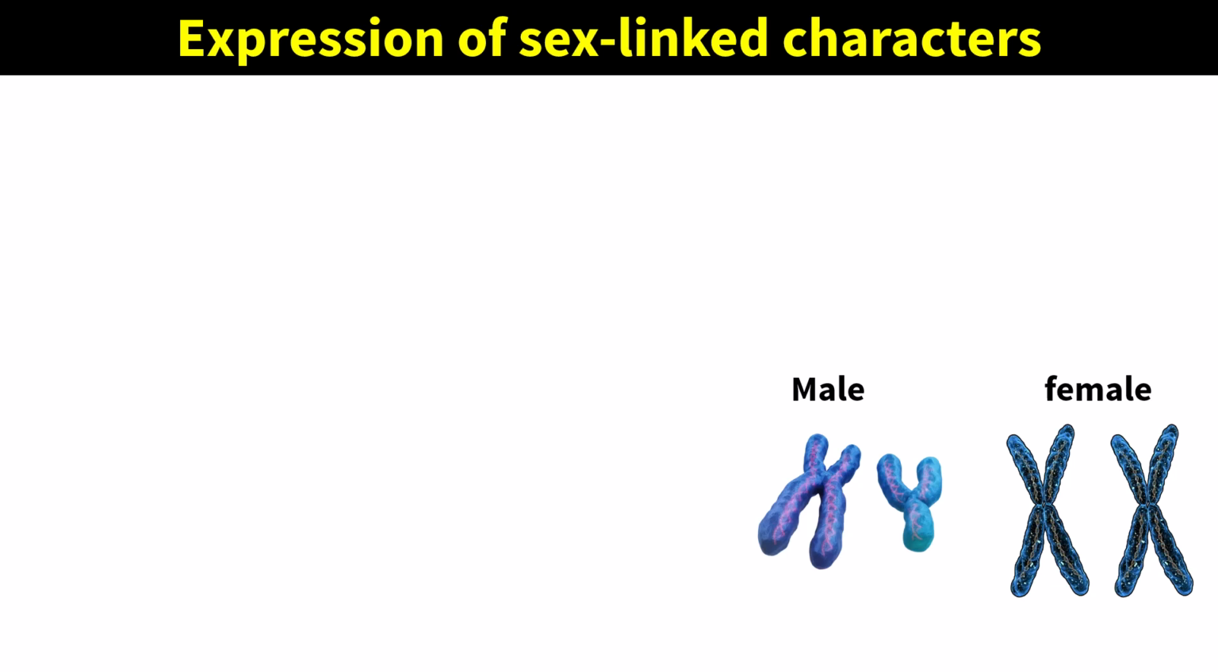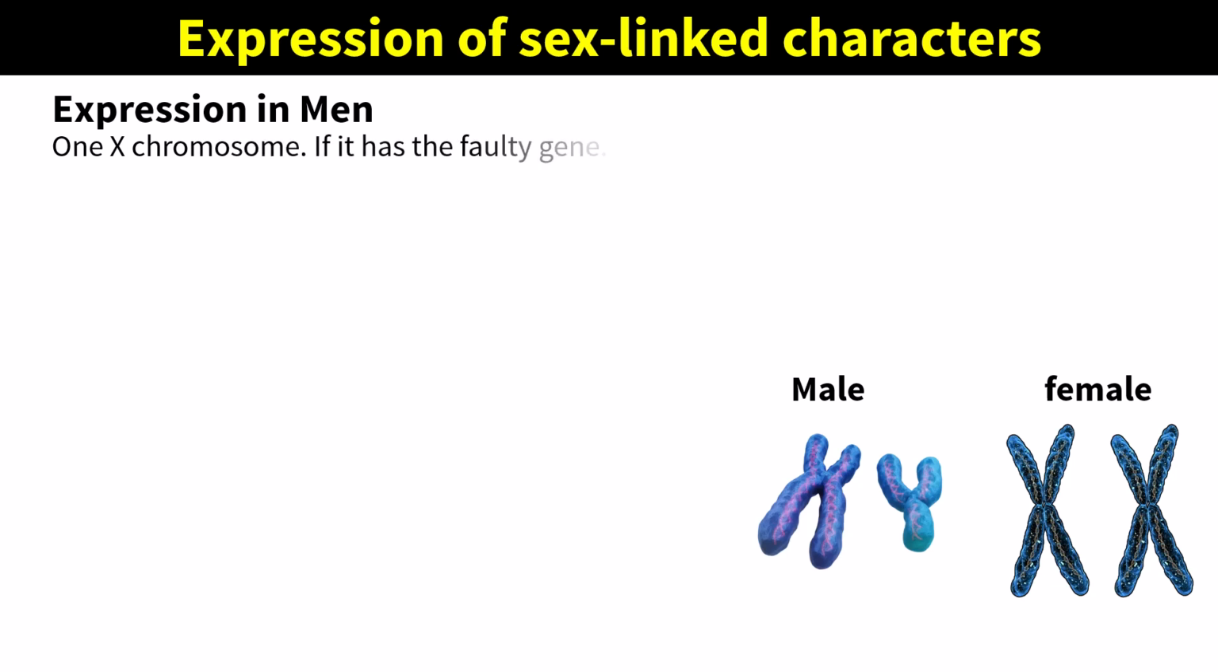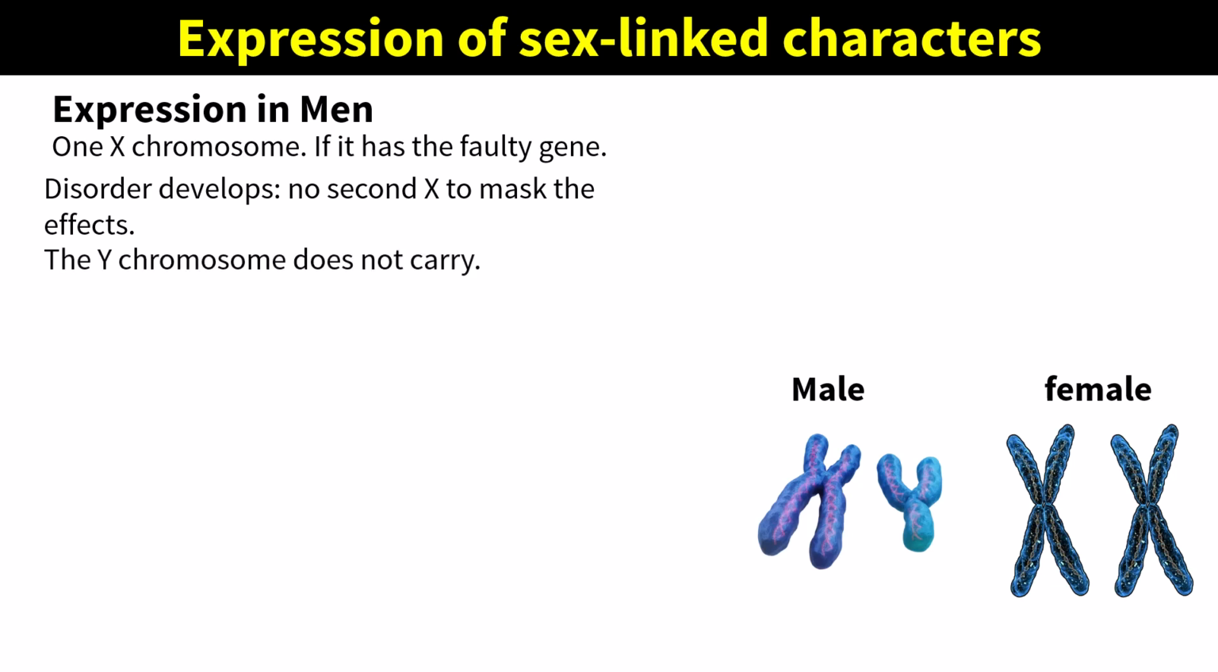Expression in men. Men only have one X chromosome. If the X chromosome they inherit carries the faulty gene for hemophilia, they develop the disorder because they do not have a second X chromosome to compensate. The Y chromosome does not have a copy of the hemophilia gene, so it cannot mask the effect of the faulty gene.